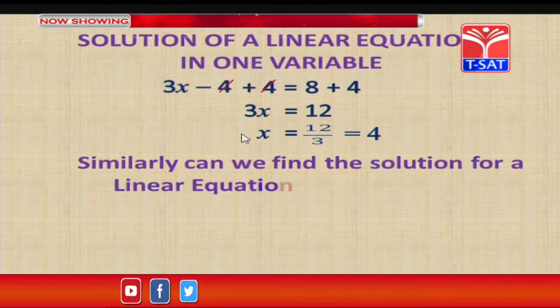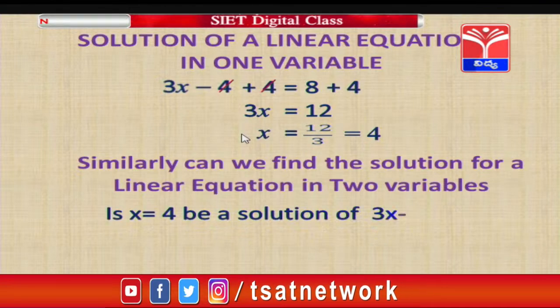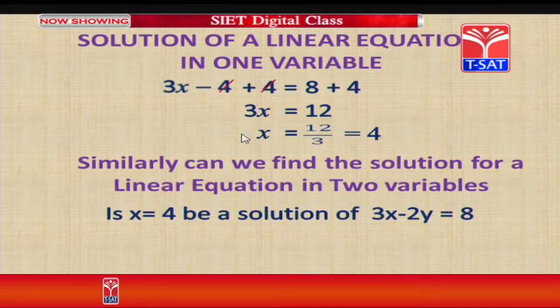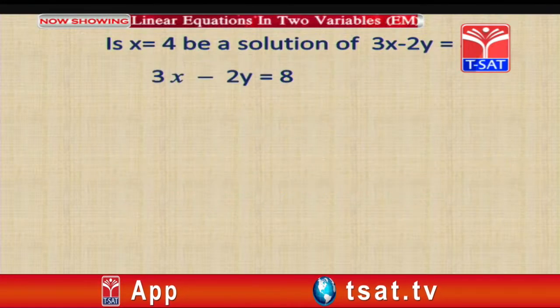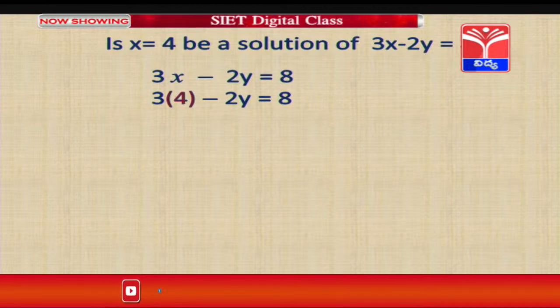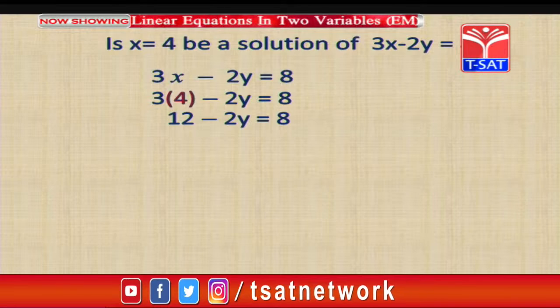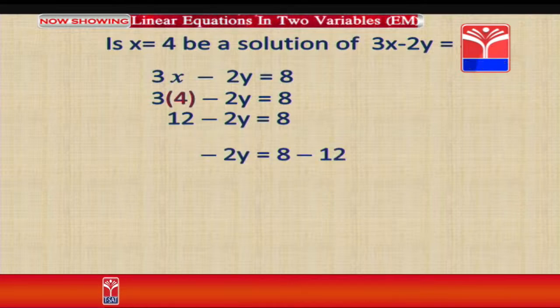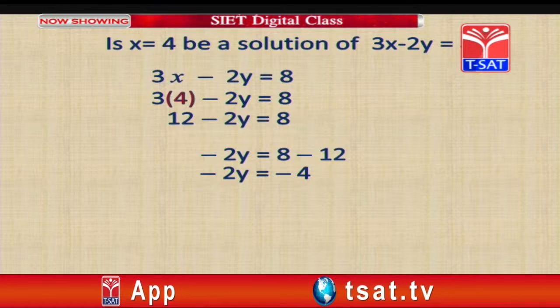Now, similarly, can we find a solution for a linear equation in 2 variables? Now, is x a solution of 3x minus 2y is equal to 8? 3x minus 2y is equal to 8. Let me take 4 in place of x: 3 into 4 minus 2y is equal to 8, 12 minus 2y is equal to 8. Now, minus 2y is equal to 8 minus 12. Now, what happens? Minus 2y is equal to minus 4, is it right?